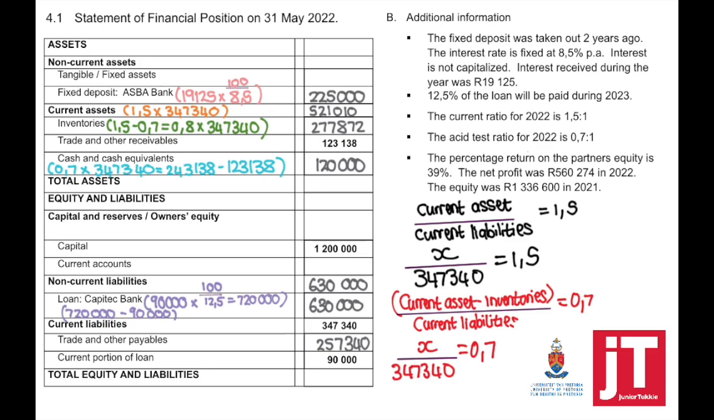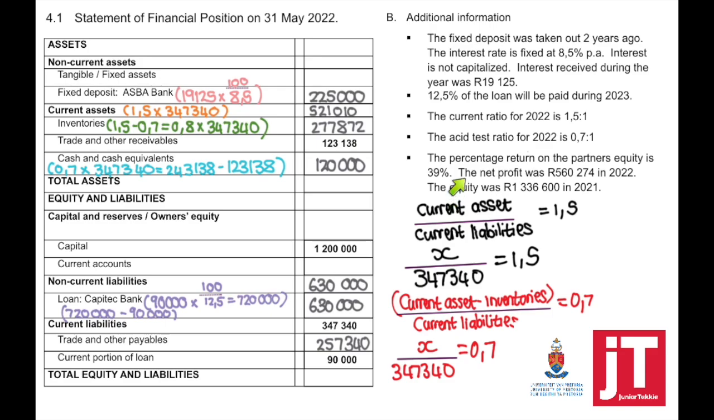Just understand, if you need to find out the current assets or the current assets minus inventories, and they provided you with the current liabilities, it's always going to be times. If you are given the current assets, or you are given the current assets minus inventories figures, which is your trade and other receivables plus your cash and cash equivalents, and your current liabilities is your X, then we need to divide to get the current liabilities. Make sure that you understand that.